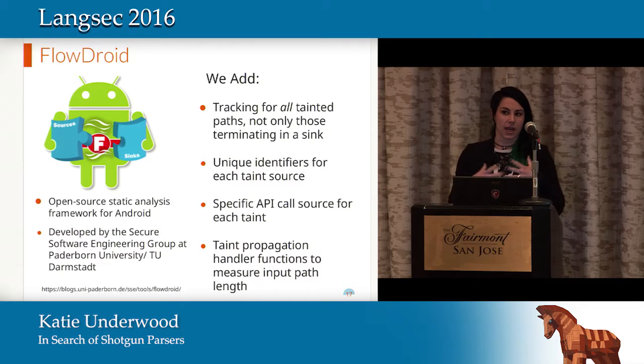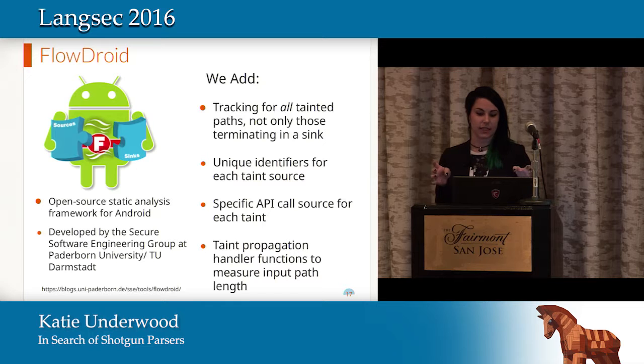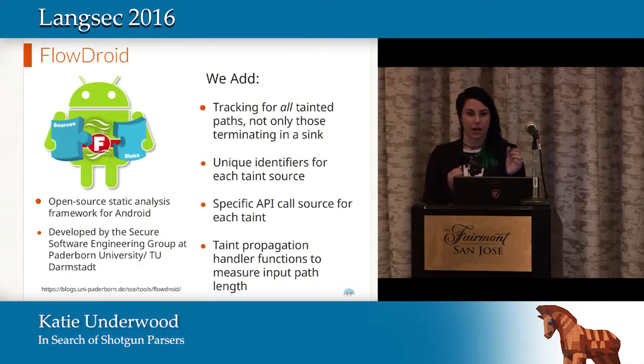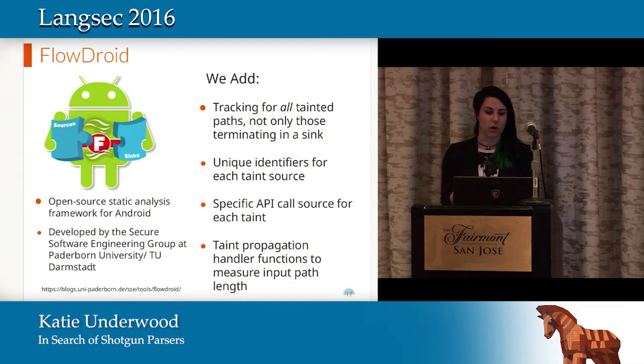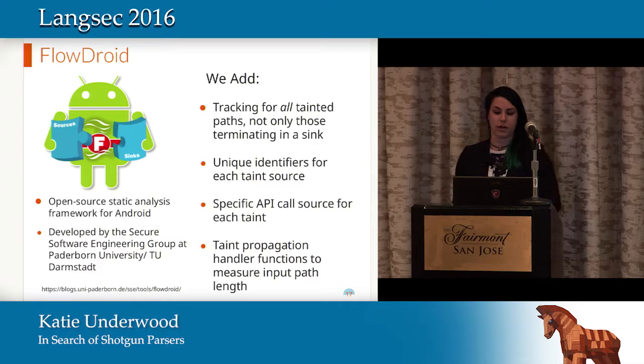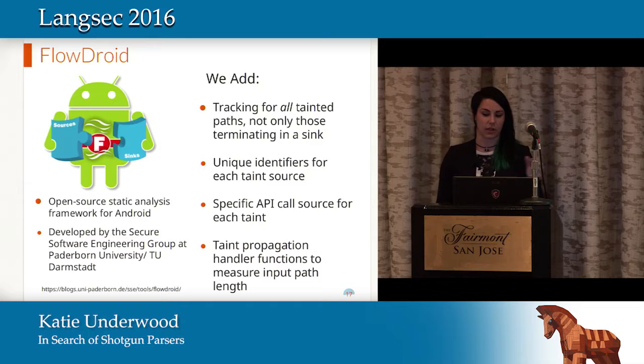Now, FlowDroid's native operation is to provide the user with a set of data flows that exist between predefined sets of sources and sinks. And we, of course, wanted to take that one step further and actually track how far each piece of input state propagated within that application. And we wanted to track all tainted paths, not just those which may terminate in a sink. So we made those modifications to the FlowDroid framework and picked up a couple of other pieces of information as well: unique identifiers for each taint source, so we could actually quantify these things. And we picked up the specific API calls from which each taint originated.